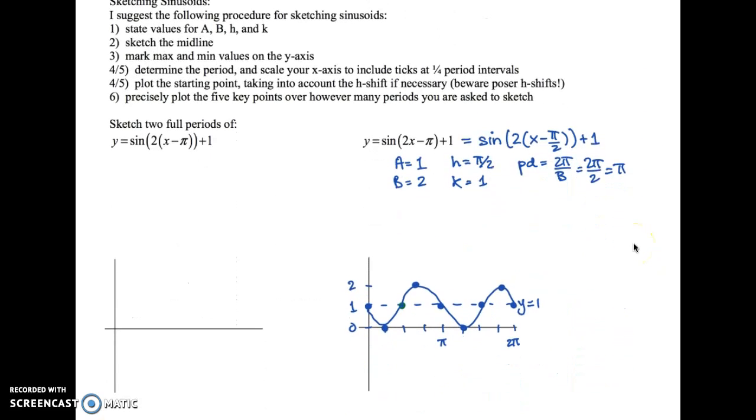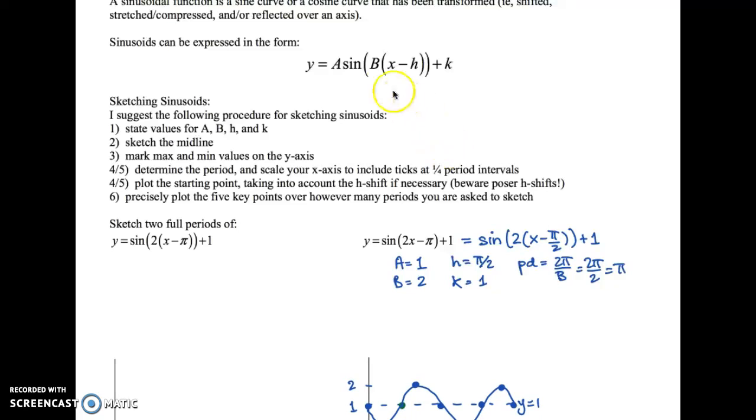Okay, so we're going to walk through these steps for this example, which is actually the second one on this page. The reason we're going to start here is because there's actually a little thing you've got to be careful of in the form of the equation. So notice it's given y equals sine of quantity 2x minus pi plus 1. But if we go back up to the form of a sinusoid, we notice that the b value is actually factored out.